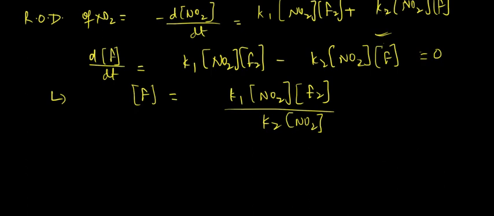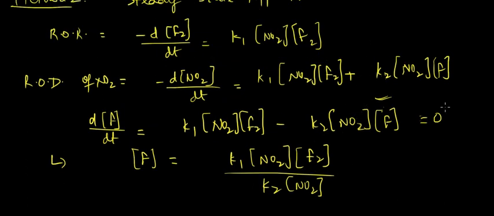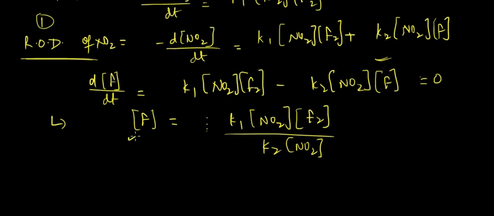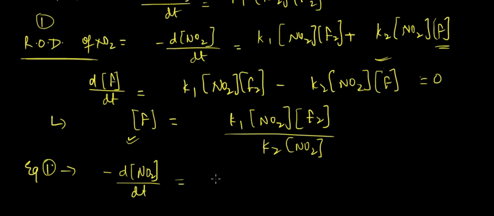So now we can write that, putting this value in this equation, let's call it equation number 1. So putting the value of F here in equation number 1, we will get minus d of NO2 by dt, which is the rate of disappearance of NO2, written as K1 times NO2 F2 plus K2 NO2 F.